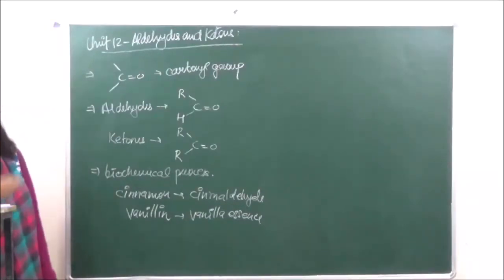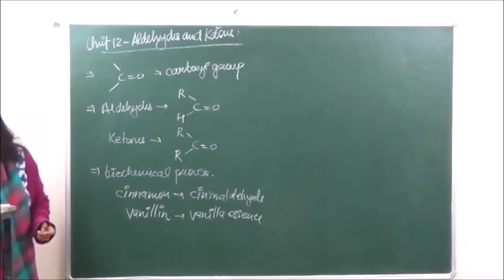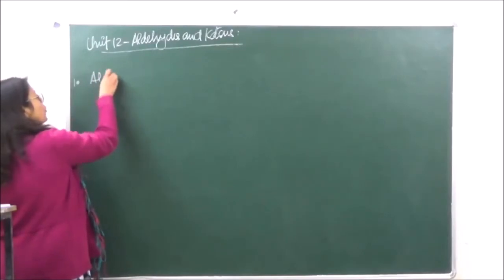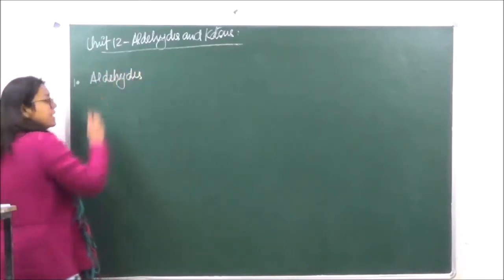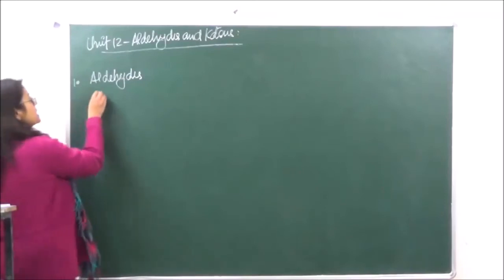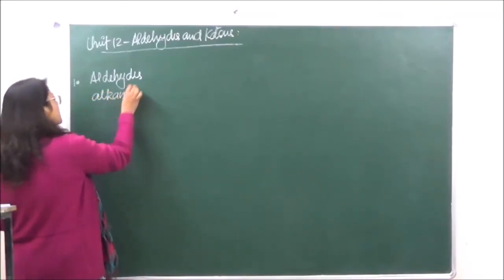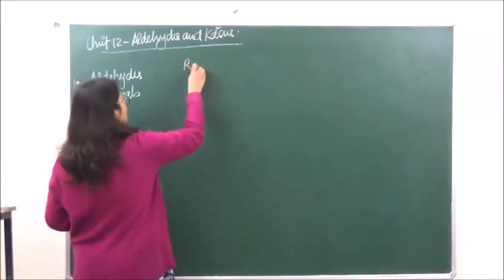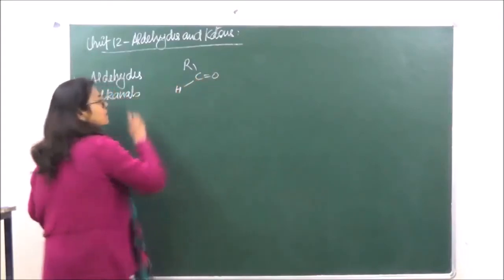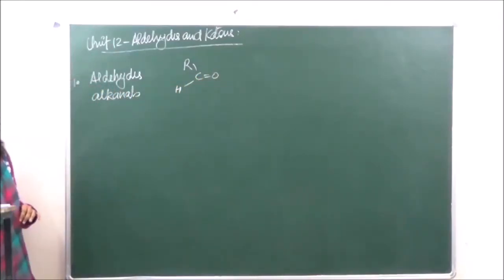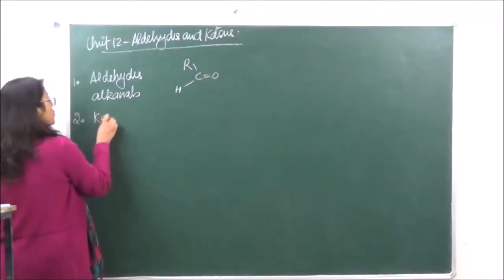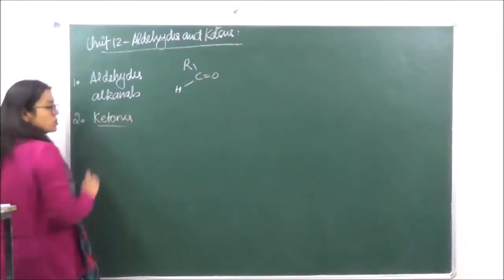Now let's just take a general outlook of what all compounds we are going to do over here. So the first one which we have is going to be aldehydes. They are also known as alkanals. Okay? They have the general formula RCHO. Okay, these are known as aldehydes. Then the second one which we are going to discuss over here, ketones.